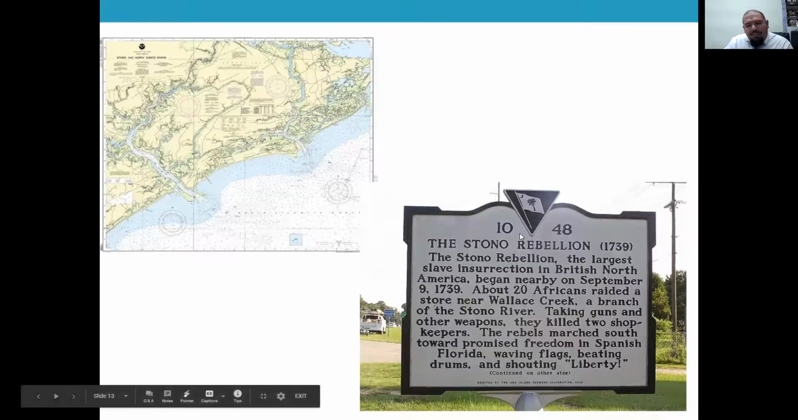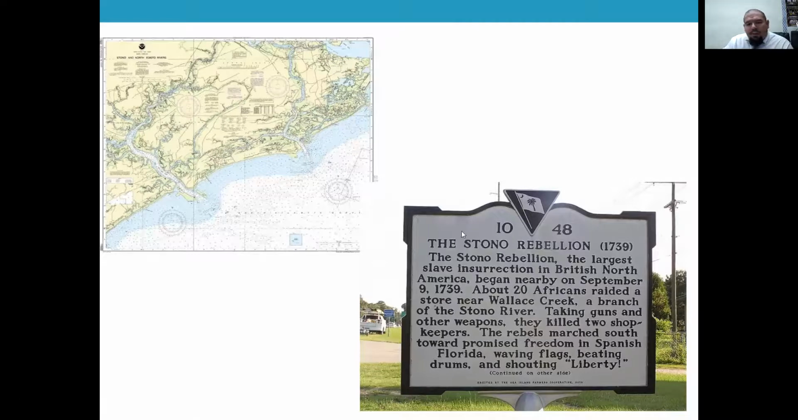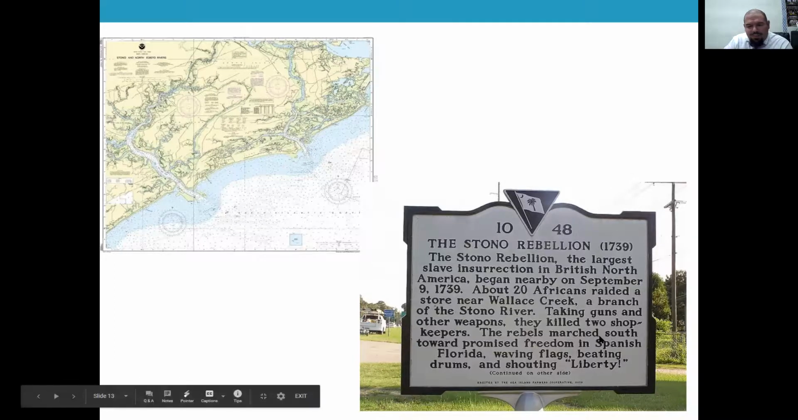Here you have the Stono Rebellion, the largest slave insurrection in British North America, began nearby on September 9, 1739. About 20 Africans raided a store near Wallace Creek, a branch of the Stono River. Taking guns and other weapons, they killed 2 shopkeepers. The rebels marched south toward the promise of freedom in Spanish Florida, waving flags, beating drums, and shouting liberty. There's more on the other side, but yeah, Stono.